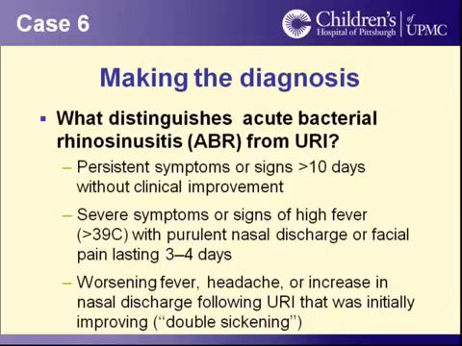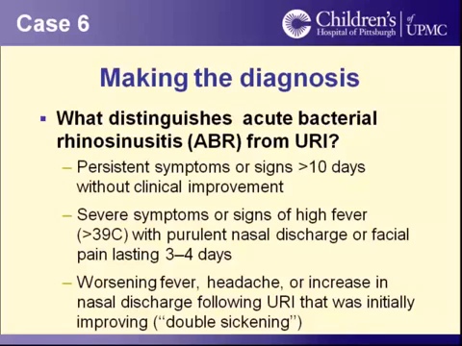Number 1, when you're at the 10-day mark and you have persistent signs and symptoms that just have not improved at all, I think an ABR picture is very important to consider. We also recognize that there are children like the initial presenting case here where you have severe symptoms or signs of high fever greater than 39 with very bad purulent nasal discharge or facial pain in the first 3 to 4 days. So those children who become acutely ill with localizing signs to the sinuses should be considered as having acute bacterial rhinosinusitis as well.